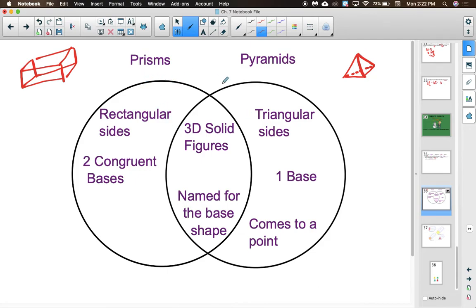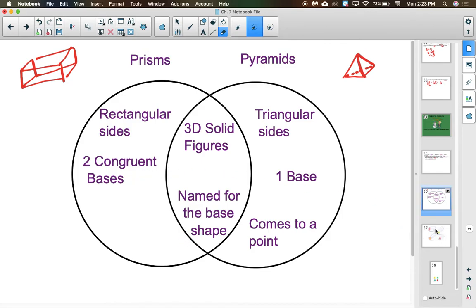Some differences between prisms and pyramids. Prisms have rectangular sides. Notice all my sides here were rectangles. Pyramids have triangular sides. So pyramids, you're going to see a lot of triangles. Prisms, you're going to see a lot of rectangles. Prisms have two congruent bases. More about these bases on the next slide. Pyramids only have one base, so the opposite of the base is going to come to a point. So those are our very important notes about prisms and pyramids, how they're alike and how they are different.